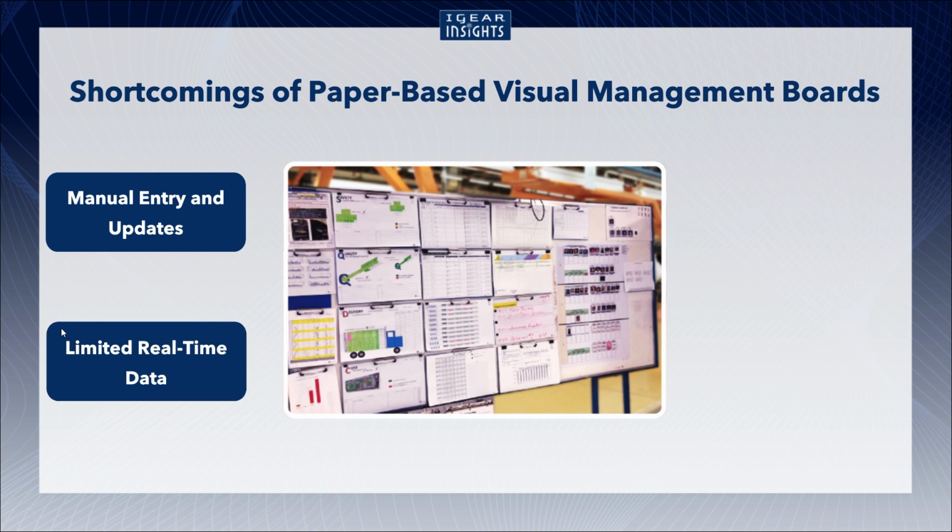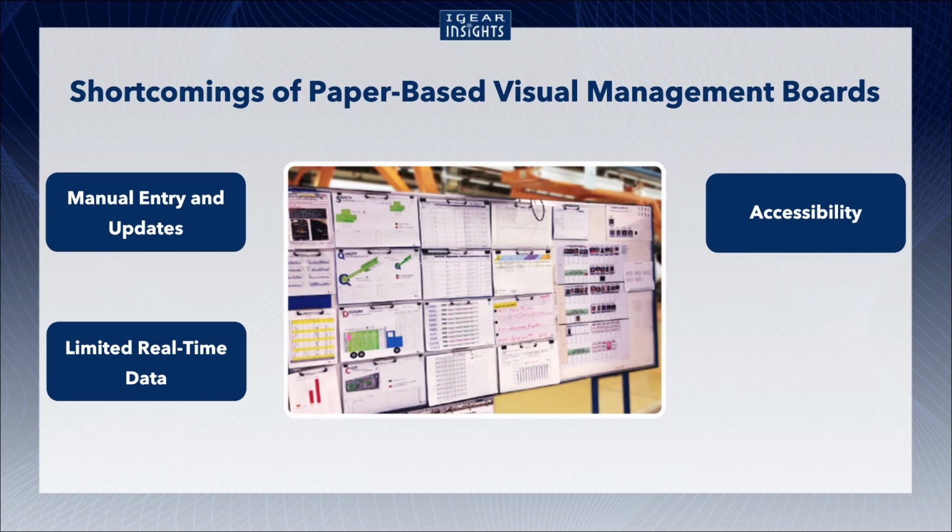Limited real-time data. So data is only as recent as the last time you walked to the board and put a new piece of paper on that given board. So very limited in how accurate and up-to-date that information is, depending on the last time you were able to get the board updated. Accessibility, you must be standing right at the board to see it. So there's a very high level of proximity constraints. You can't view it from anywhere. You have to be in the plant, specifically even right by that board, to be able to view what everyone else on the team is seeing.